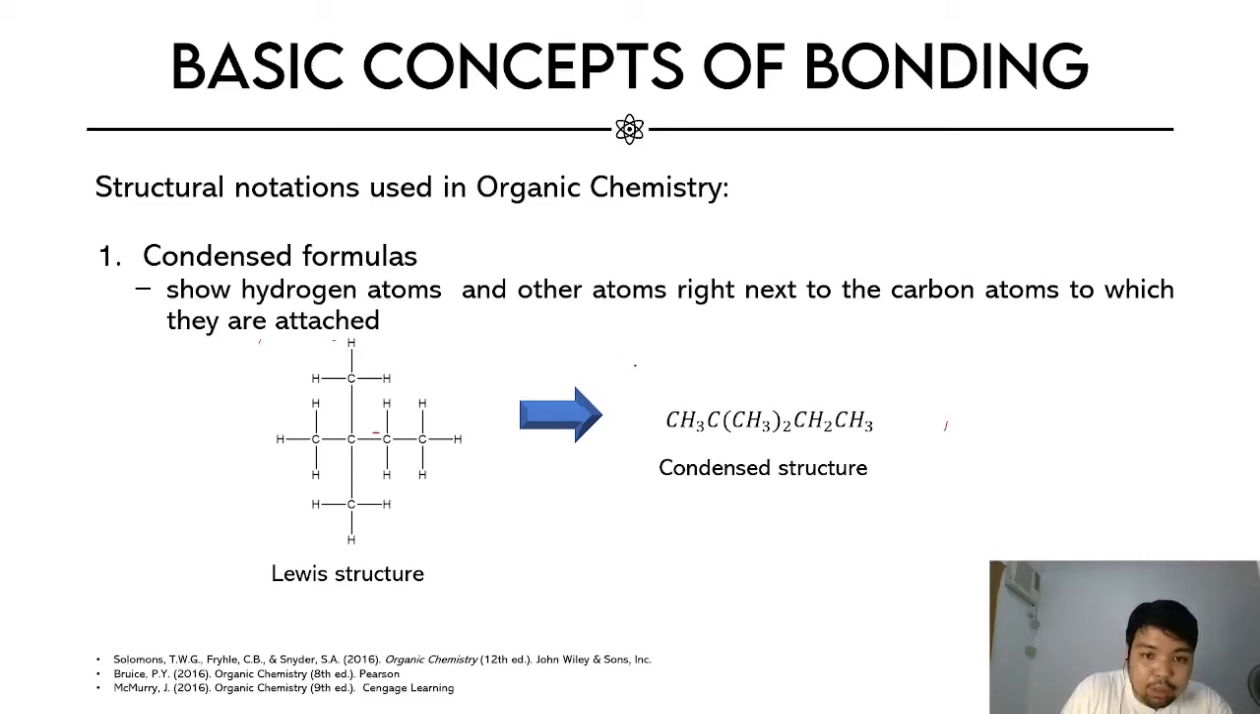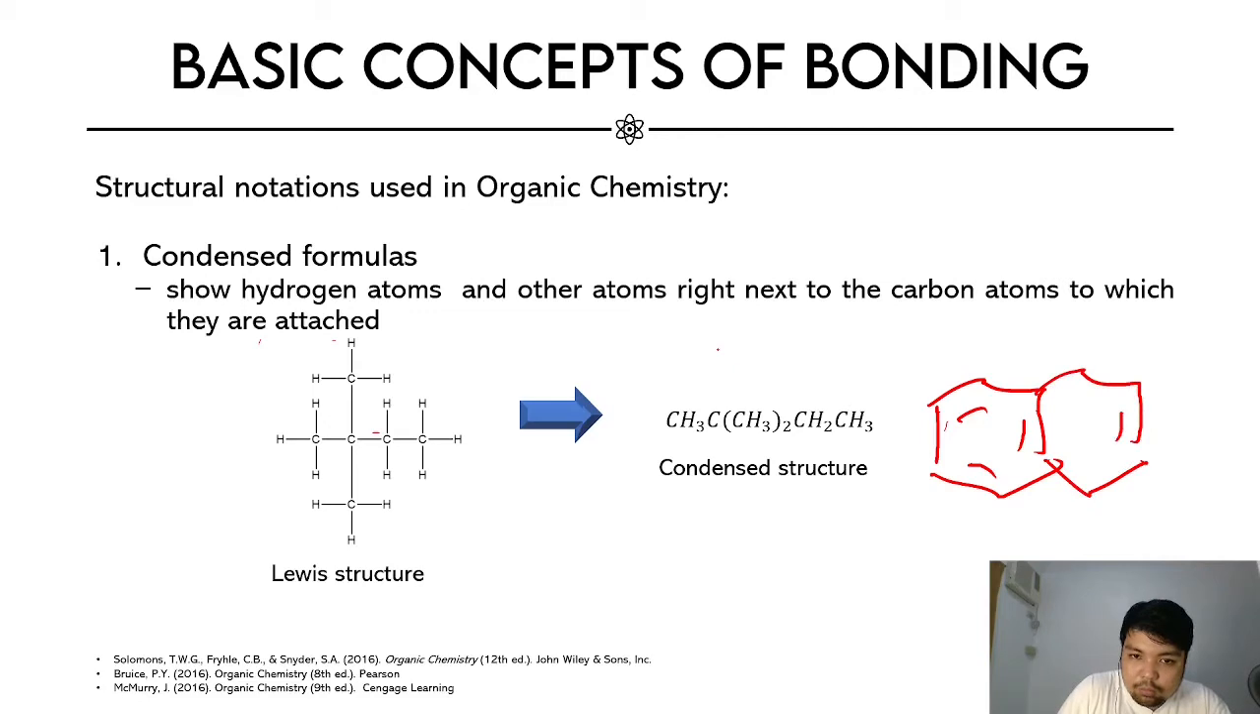So, for example, we have this compound here. This compound is naphthalene, which is the active ingredient in our mothballs. So how can you make a condensed structure based on this formula na puro rings? Okay? Based on this Lewis structure na puro rings.